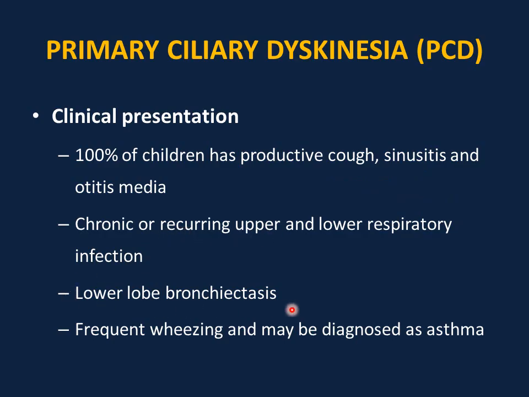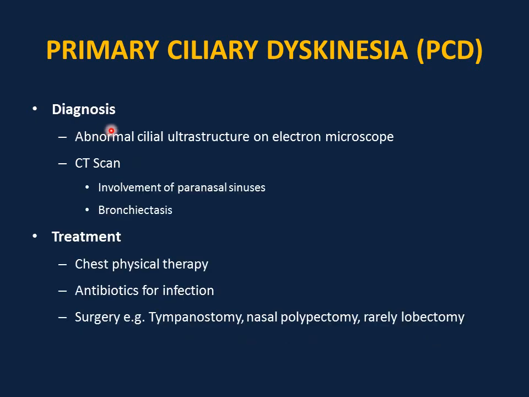Lower lobe bronchiectasis, frequent wheezing, and may be treated as asthma. Diagnosis of primary ciliary dyskinesia: in electron microscope you will see abnormal ciliary ultrastructure. CT scan will show, or may show, sinusitis and bronchiectasis.